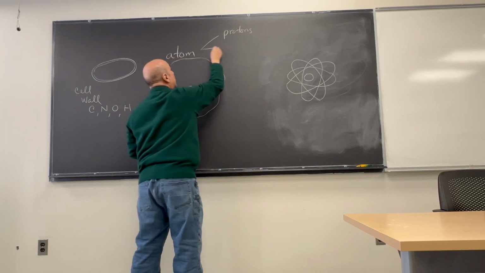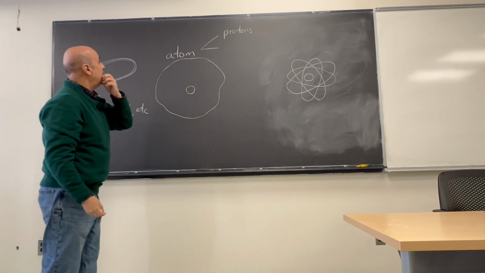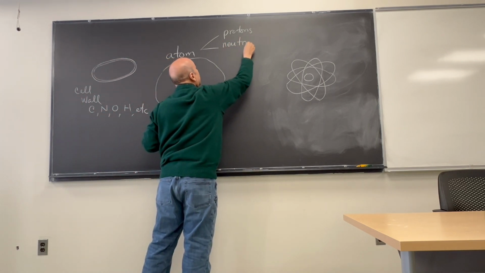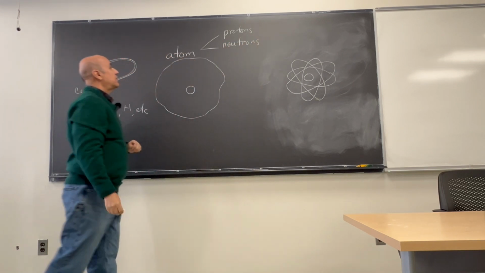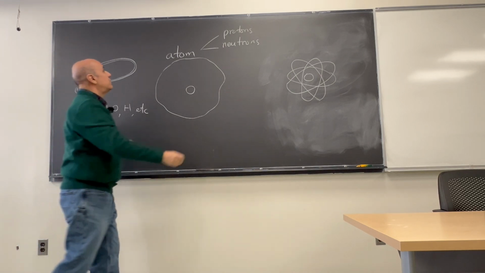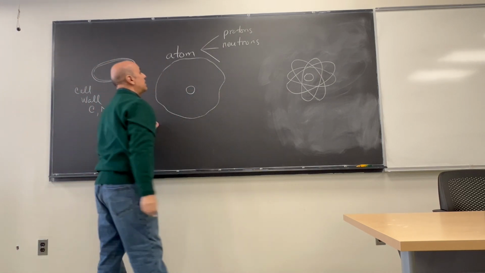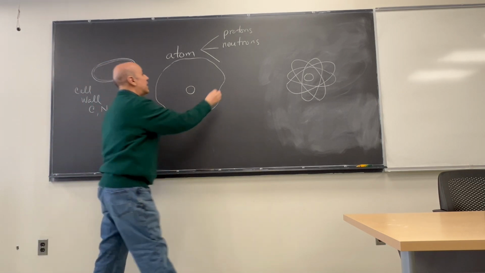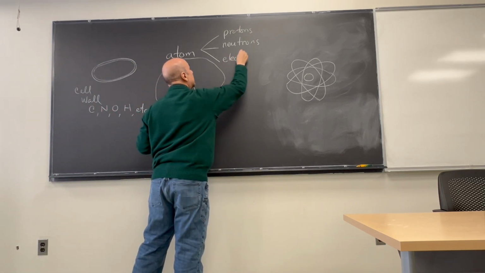which is just the name of an ingredient of an atom. All atoms have neutrons, another ingredient. They're similar in some ways, they're different in others. I'll list those in a second. And again, hopefully this is just a review. And then there's a third ingredient in every atom called electrons.